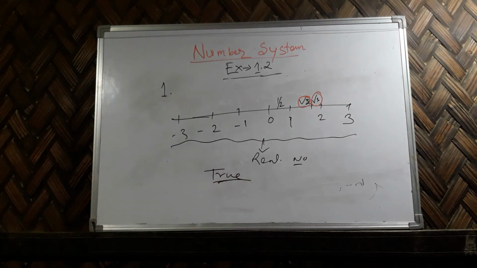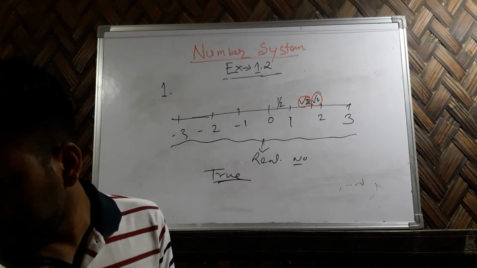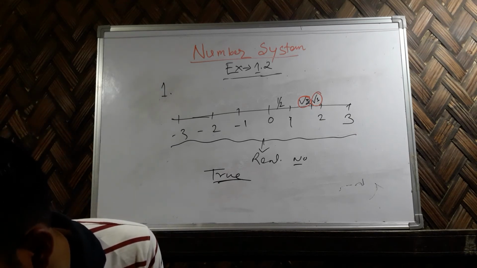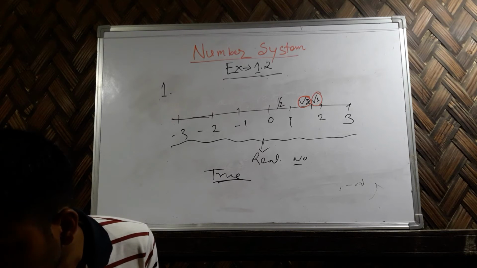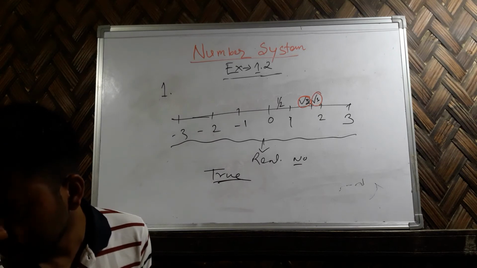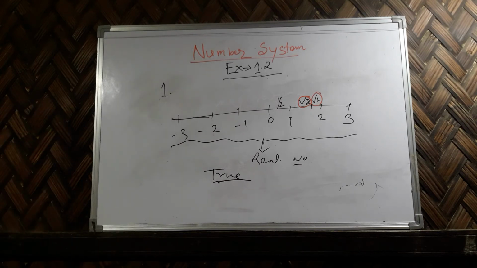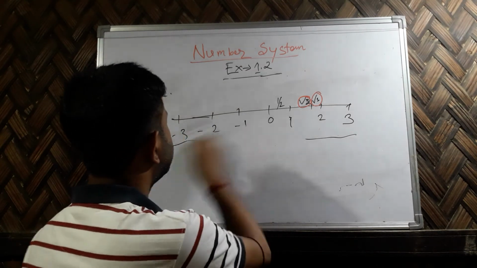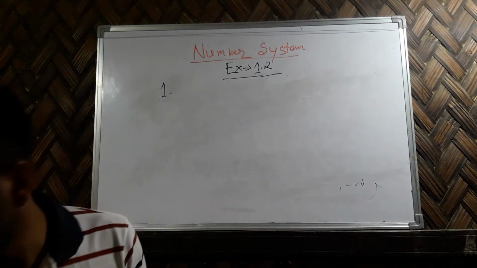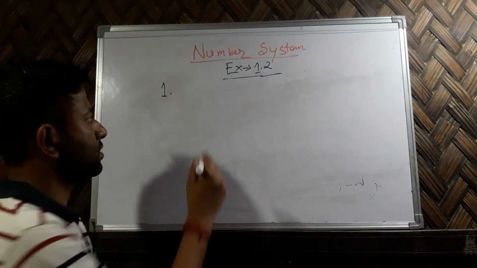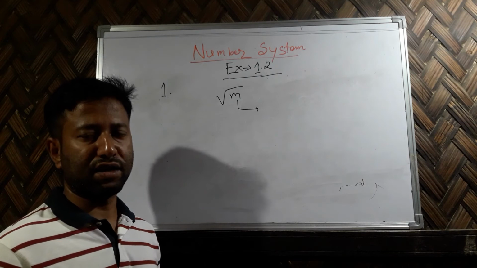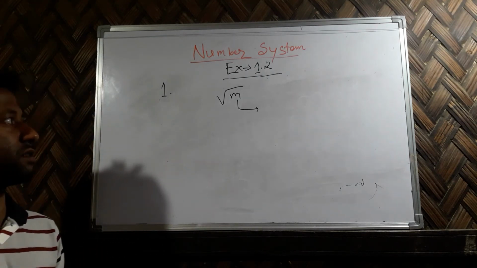Okay, now I'm shifting to the second one. Every point on the number line of the form root m, where m is a natural number. Second question, they are asking about every number on the series which is in the form root m, where m may be any integer. That means plus, minus, these are the real numbers. They are asking about these things.